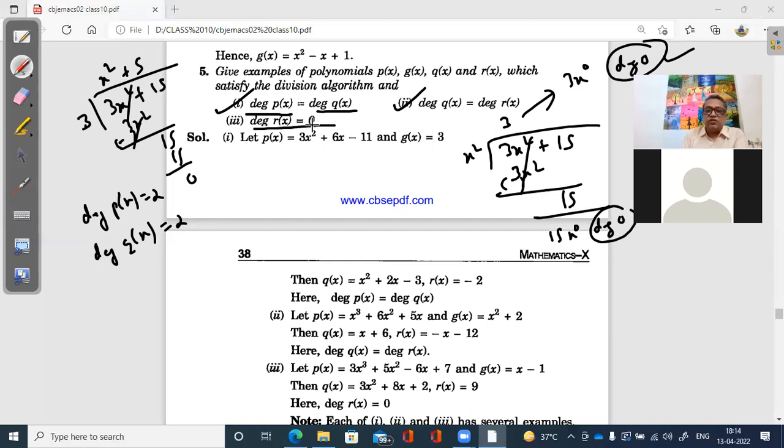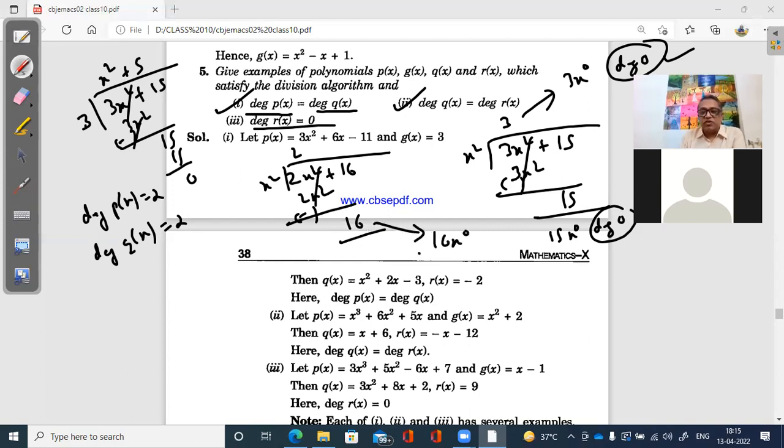And the last one, degree of the remainder is 0. This is the same as the second. Take any example, 2x square plus 16. Okay. And again, just like we did the second, divide by the variable. X square will go 2 times. 2x square आ गया, subtract here, remainder 16 आ गया. What is the degree of this? The degree of this is 0.